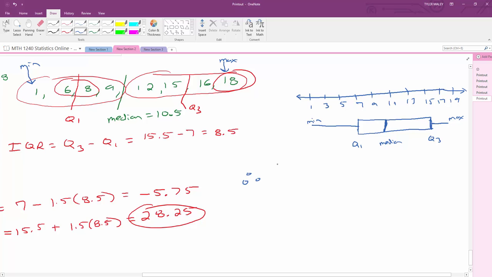All right, so this is how you do one by hand, right? So now what I want to do is show you how to draw one on the graphing calculator, right?